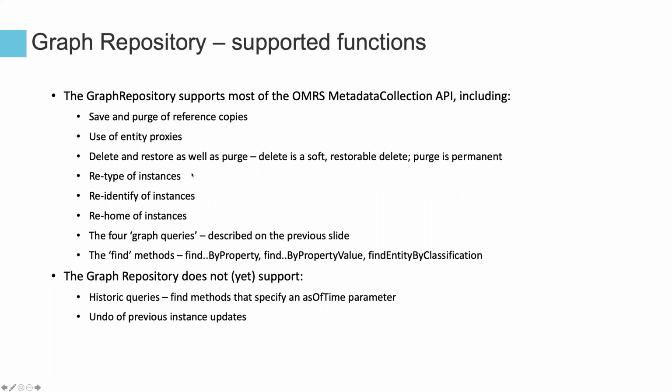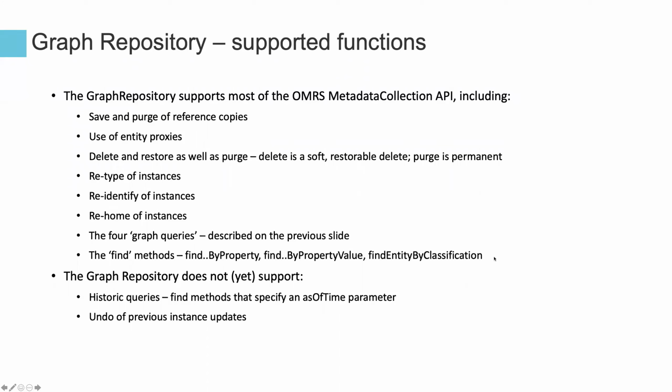The graph connector graph repository supports retyping of instances, re-identification of instances, and the rehoming of instances that we talked about earlier. It supports the four graph queries that we saw on the previous slide, and it supports find methods. So this is find entity by property, find relationships by property, find entity by property value, find relationships by property value, and find entity by classification.